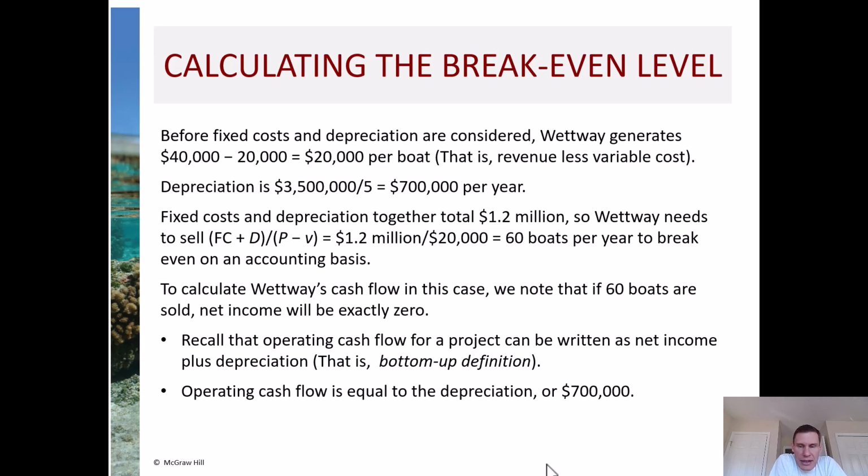To calculate Wetway's cash flow in this sense, we note that if 60 boats are sold, net income will be exactly zero. Now remember, operating cash flow for a project can be written as net income plus depreciation. So that's the bottom-up approach, like starting at the bottom and working your way up. Operating cash flow is equal to the depreciation, or 700,000.